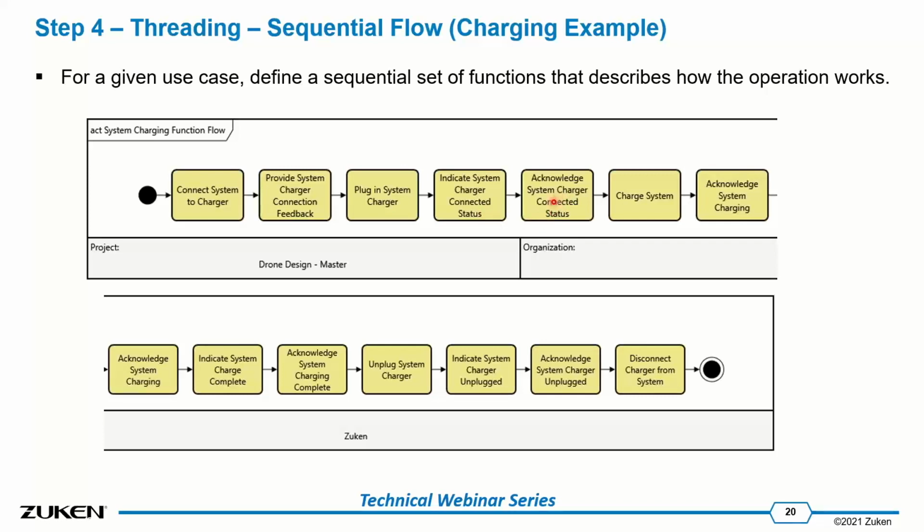Okay, the user should acknowledge that. It's going to lead then to charging the system, acknowledge that the system's charging, or indicate the system charge complete, acknowledge system charging complete, unplug the system charger, indicate the charger's unplugged, acknowledge the charger's unplugged, and disconnect charger from system. It's just a sequential set of steps that you can think of as you execute that charging sequence. That gives you a basic flow.